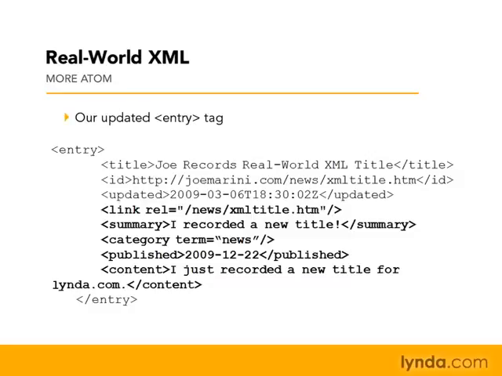Okay, so let's go back and take a look at our updated entry tag. You can see that we've added the tags that we were looking at earlier. So in addition to the title and ID and updated tag, I've added the link, a summary, a category, a published date, and some content.